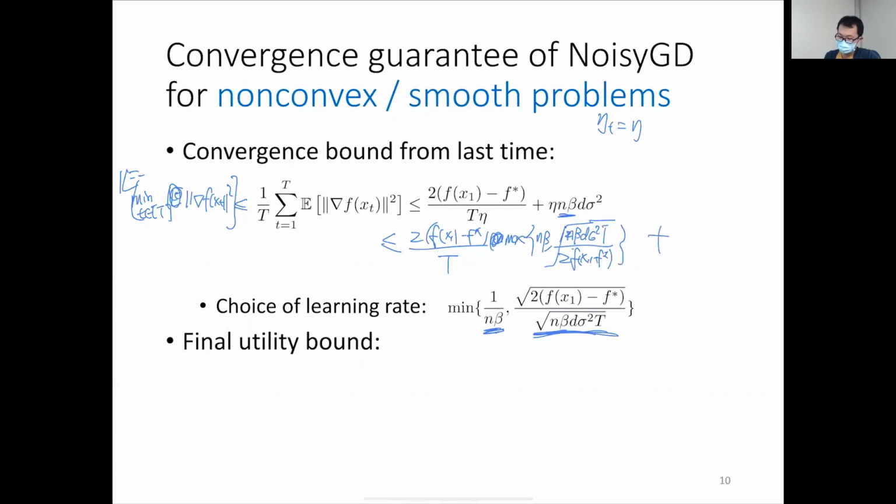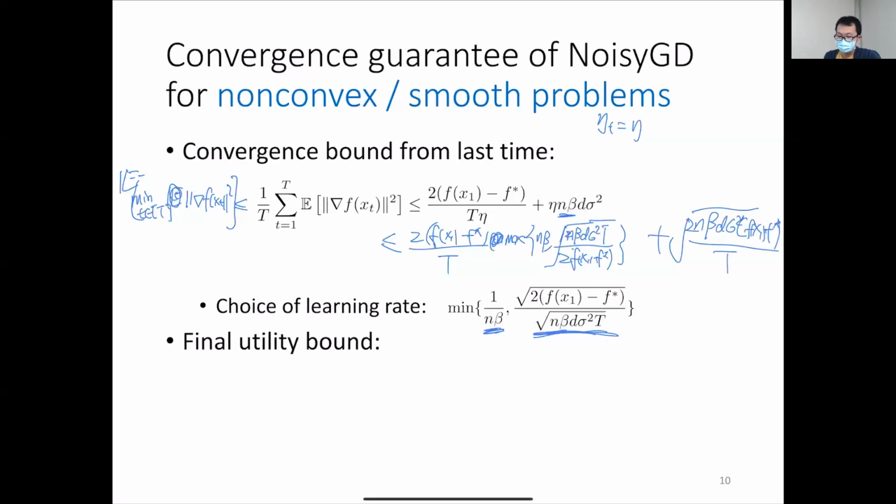And the second term, I'm just going to substitute the second expression in the learning rate bound, because if the first is chosen, then the second is also a valid upper bound, right? So when we substitute that into the expression, we simply get the square root of n beta d sigma square and 2(f(x1) minus f star), where f star is the optimal solution, over t, right?